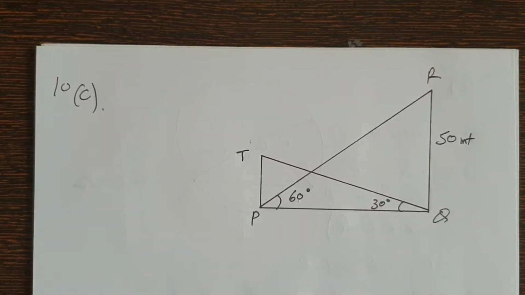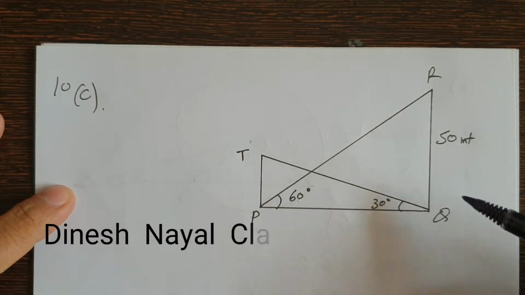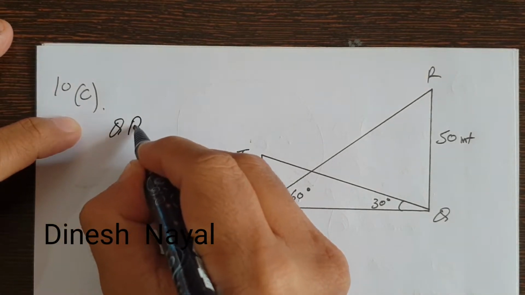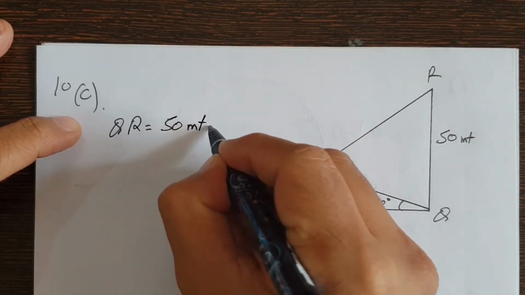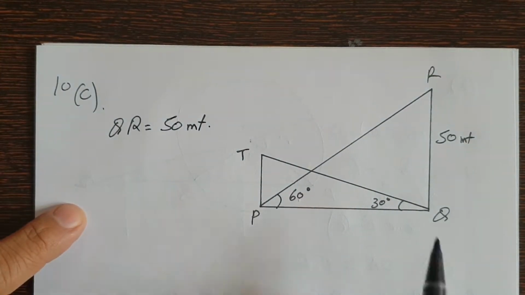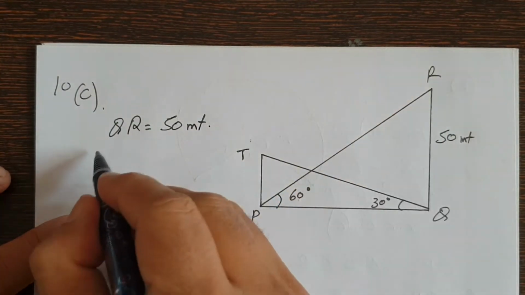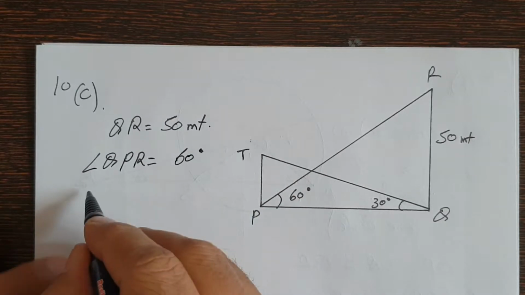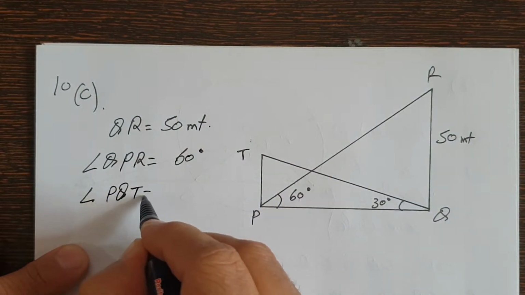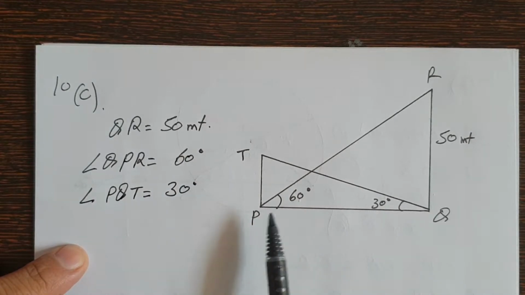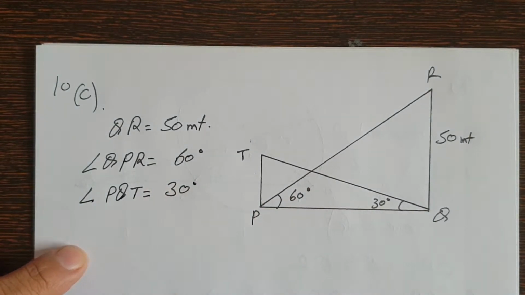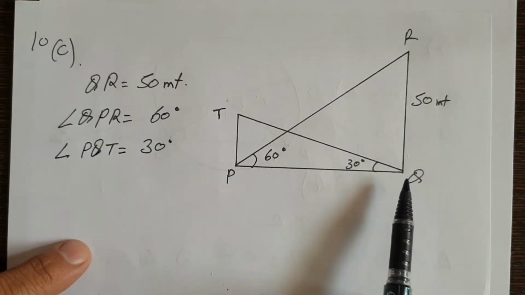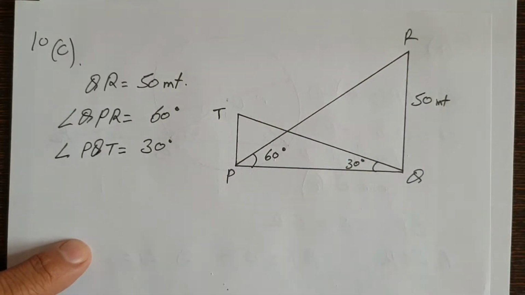So I have drawn the figure for 10C. Now we have to find the height of tower PT, in which the height of tower QR is 50 meters. So it is given that QR is 50 meters and angle QPR is 60 degrees, and angle PQT is 30 degrees. So first of all, we will take the triangle PQR and we'll find PQ first.